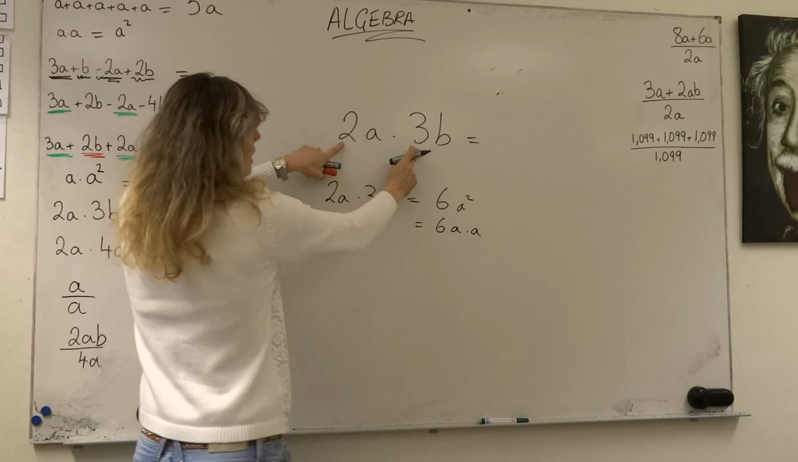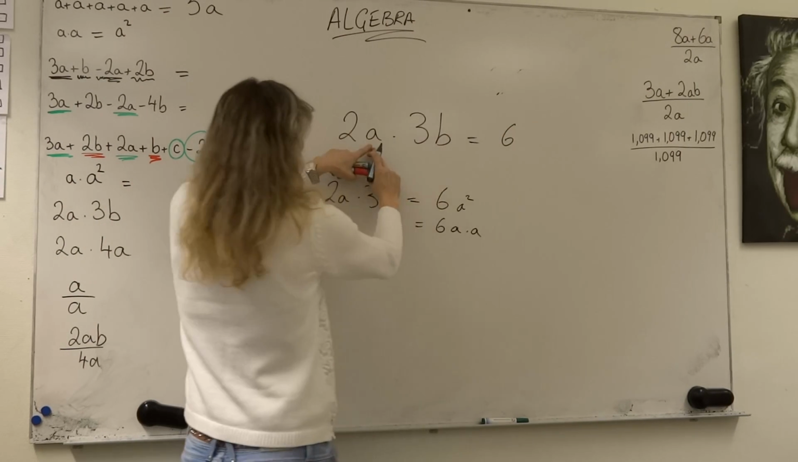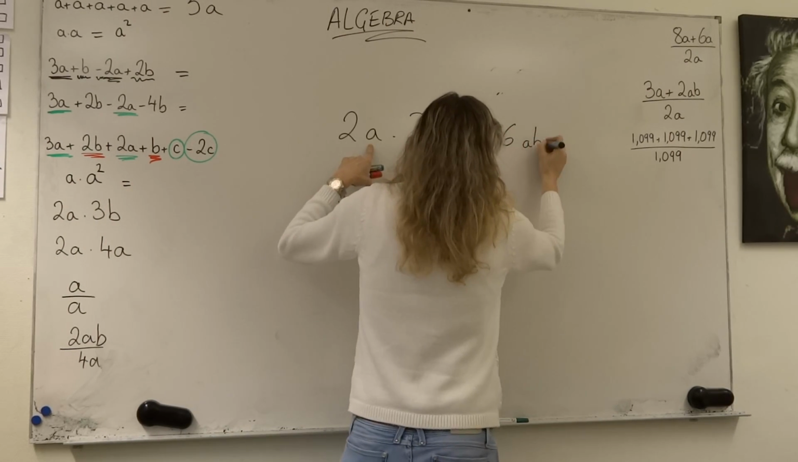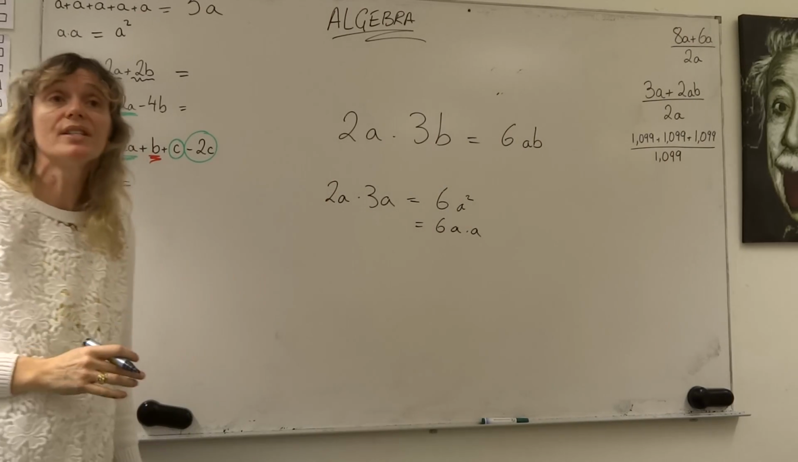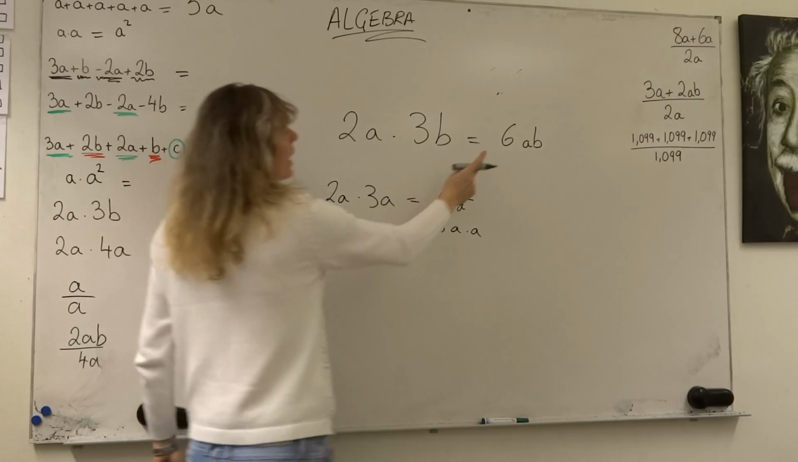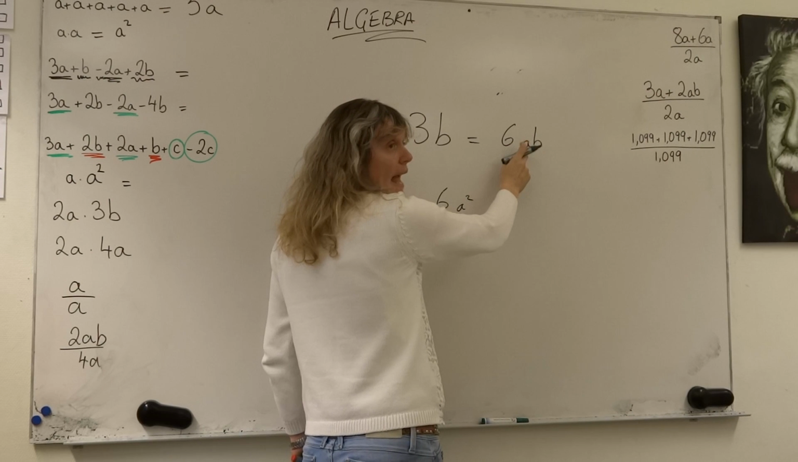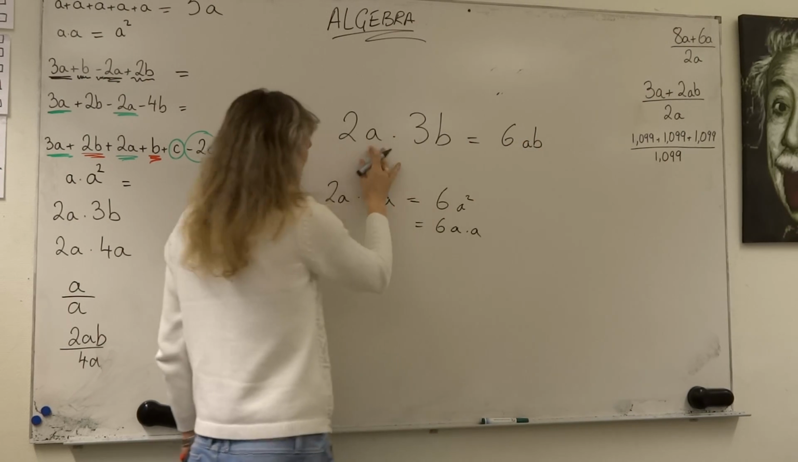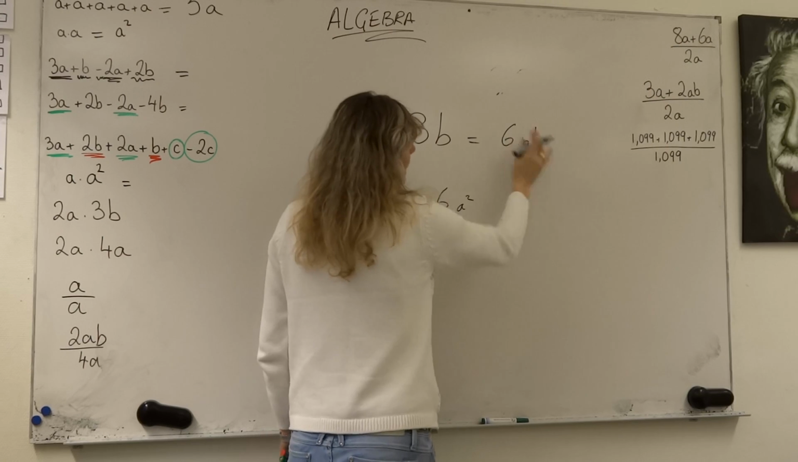2 times 3 is 6. A times B in maths terms is written as AB. We forget all the times signs and just write it as AB. That means A multiplied by B. So 2A times 3B is written as 6AB.